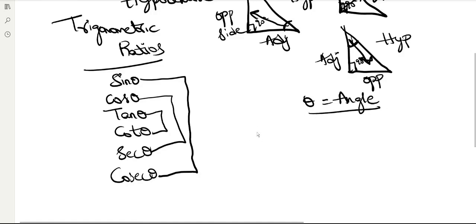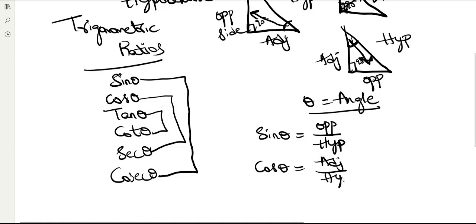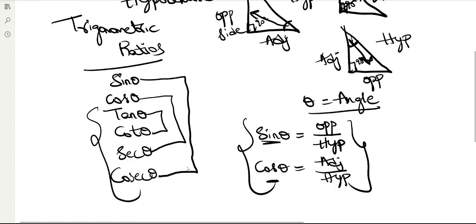If you are able to memorize these two trigonometric side ratio formulas, then you can build up the other remaining trigonometric ratios. Suppose sin theta has the sides formula as opposite side divided by hypotenuse, and cos theta has the formula of adjacent divided by hypotenuse. If you can remember these two trigonometric ratios, you can build up the other trigonometric ratios.